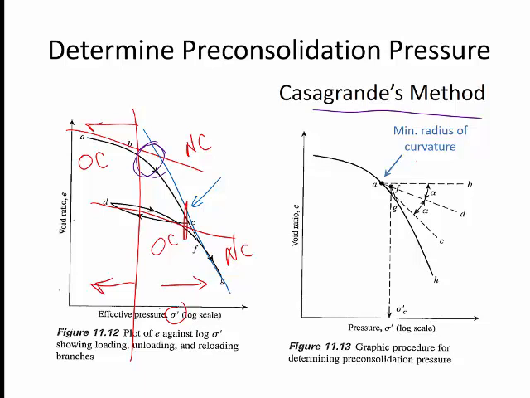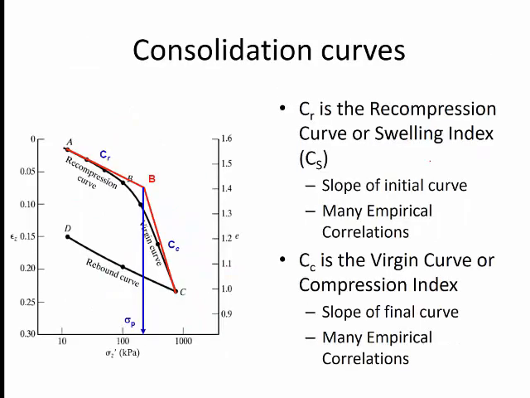Casagrande's method determines the pre-consolidation pressure of a consolidation plot, or an e log p plot. It goes through this process. I'm not going to go through it here, but I've shown you this before, and it's in the textbook. So now let's get to an understanding of what information we can gather from this plot.